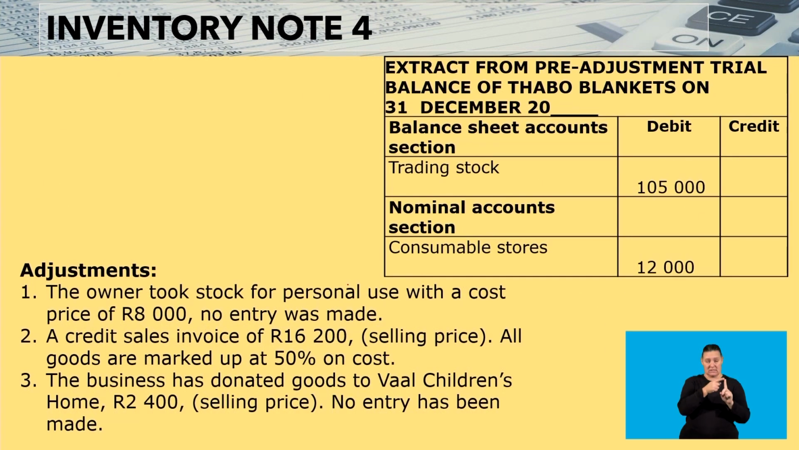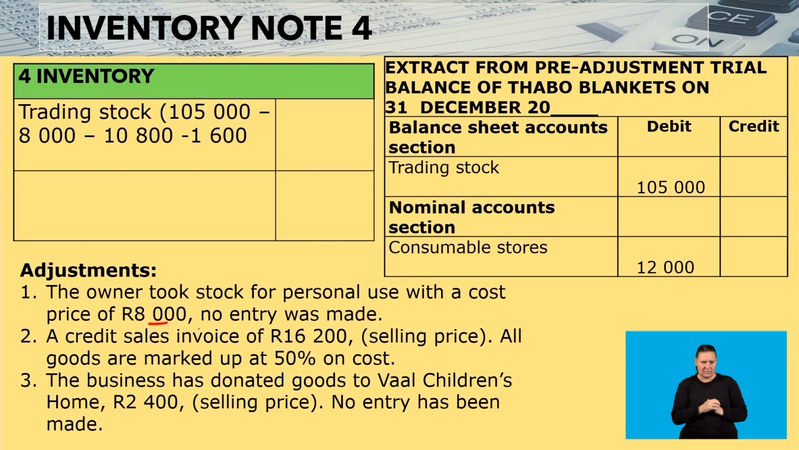Let's begin with the first one. It says, the owner took stock for personal use with a cost price of 8,000. No entry was made. We are going to record in note 4. So here is our note. To begin with, we'll take the amount that is in the pre-adjustment trial balance, 105.